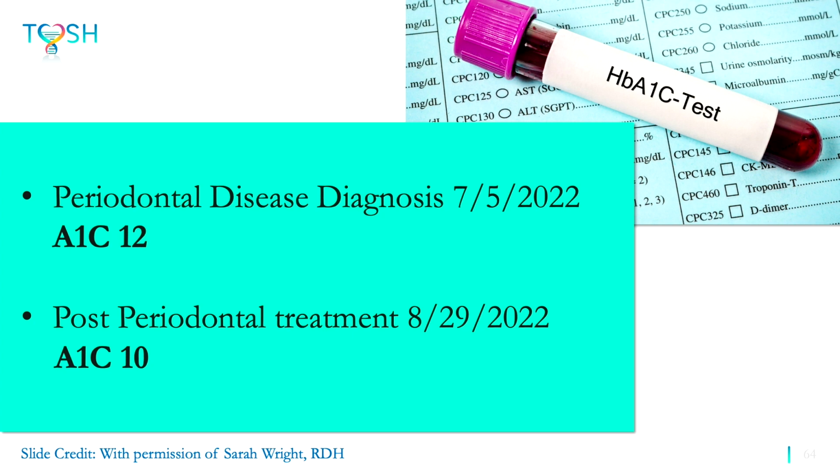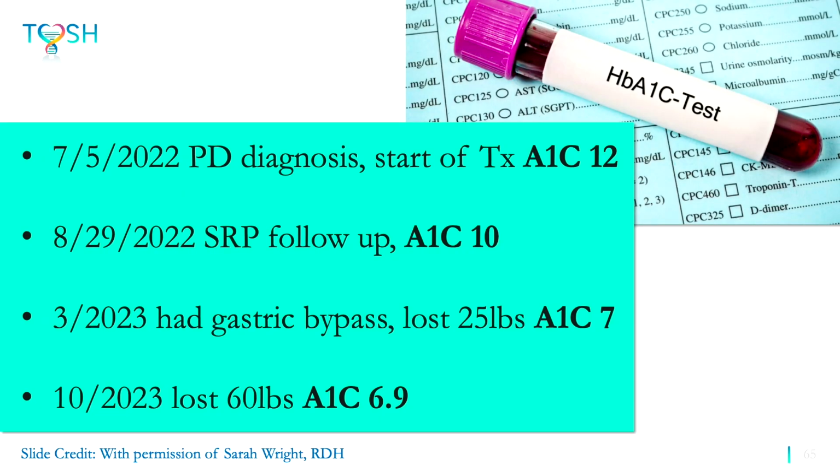That inspired this woman to really take a look at her health and think, what else can I do? I really probably need to get on track, because her A1C, her diabetes, all the things. She knew she needed to make some lifestyle changes. So she decided that she was gonna get gastric bypass. She lost 25 pounds, her A1C dropped to a 7. And then the last that Sarah had updated me, she had lost 60 pounds and her A1C dropped to a 6.9. So all starting with just getting her gums healthy, getting on the right track, spending time with her hygienist.